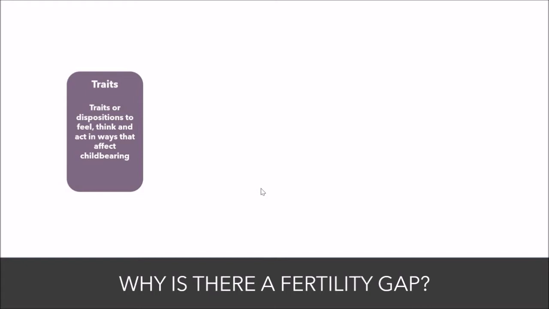So the framework outlines that all people have underlying motivations for wanting children, what they call traits and dispositions to feel and think in ways that affect childbearing. These are then translated into a general desire for children or ideal family size, how many children one would like to have in the presence of no obstacles.